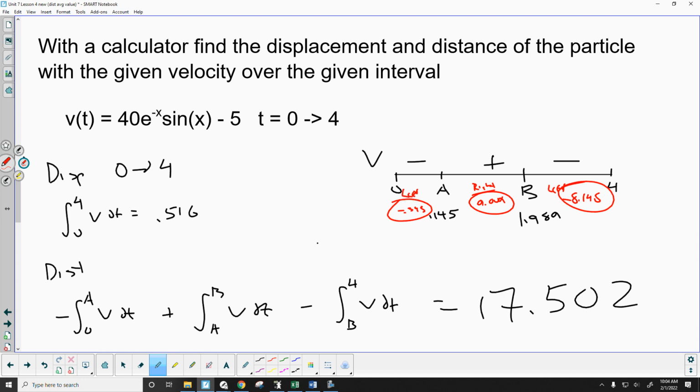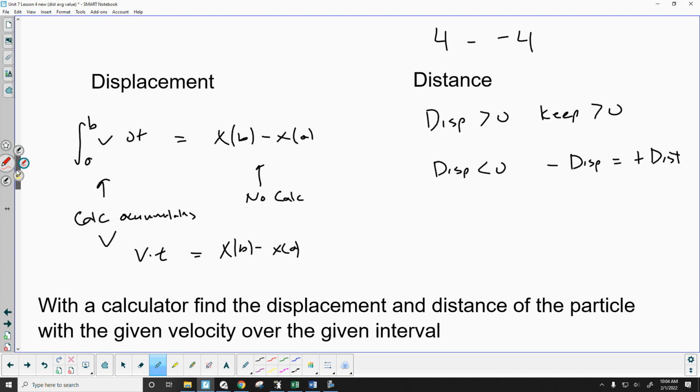Okay. Let's go back up a little bit. Let's get that number 17.502. And you guys all gave up because I was going too fast. So I want you to get to 17.502 yourself so that you know, oh, I can find distance and it's going to be okay. This class is not that bad.